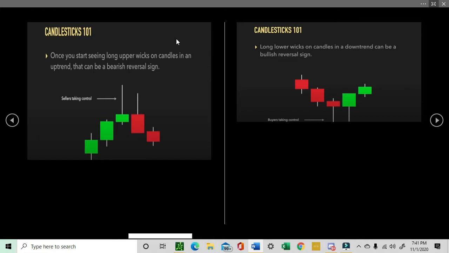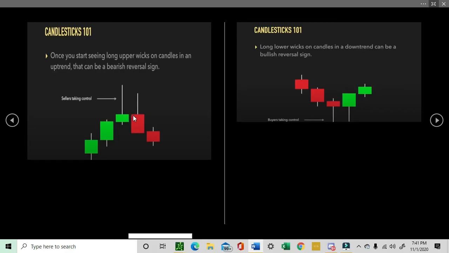When you start seeing a long upper wick on a candle in an uptrend, that's a bearish reversal sign. If we're traveling up, we're rallying. Now we start to see this form right here. This means the sellers are taking control, because the candle did open here and got all the way up to here, but the sellers came in, pushed price all the way down, and closed the candle here.